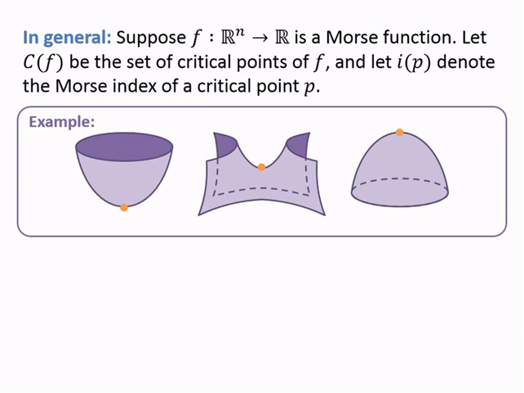So you cannot flow downhill at all from this critical point. It has Morse index 0. From this saddle point, you can flow downhill in only one way. And from this point, you can flow downhill in any direction in a two-dimensional space. So it has Morse index 2. This might be familiar to some of us.